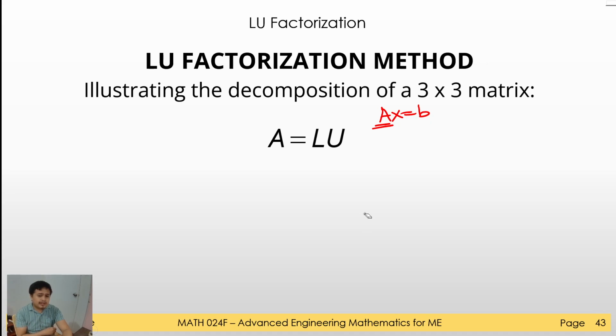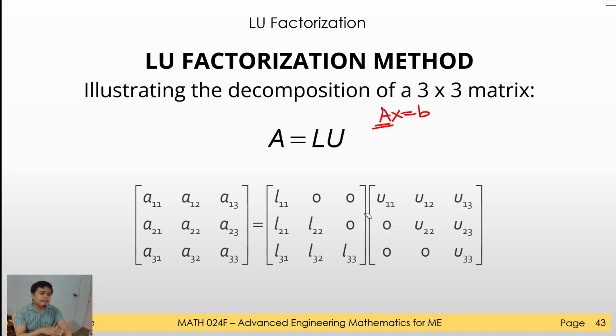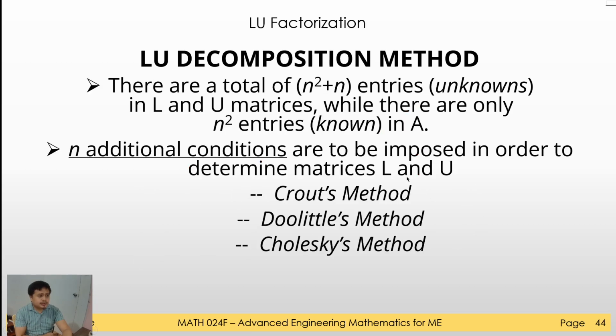So again, in LU factorization, we are factoring here. Given this matrix A, it could be factored into L and U. We have different known methods: the Crout's method, the Doolittle's method, and the Cholesky's method. But for this course, I will only discuss Doolittle's method.